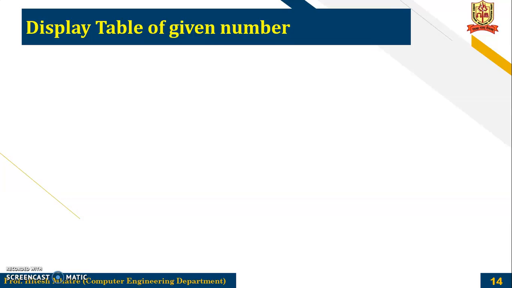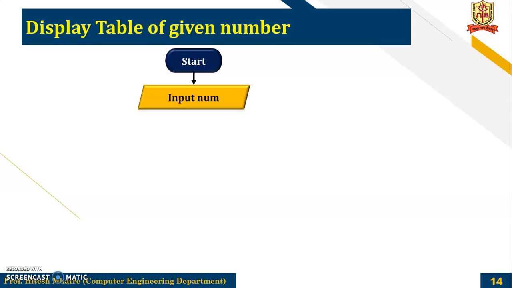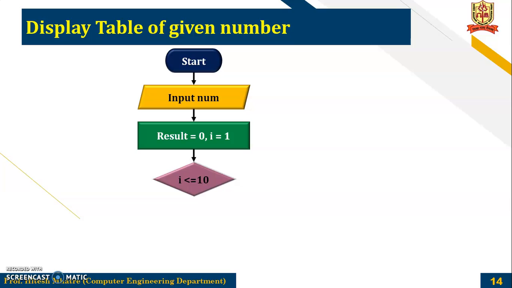Then display a table for a given number. So start, we will consider this for looping. Start, input number, so accept the number whose table you want to display. Say result equal to 0 and I equal to 1. These are some variables I have taken. If I is less than or equal to 10, the number will be multiplied from 1 up to 10. So here I am giving the condition.